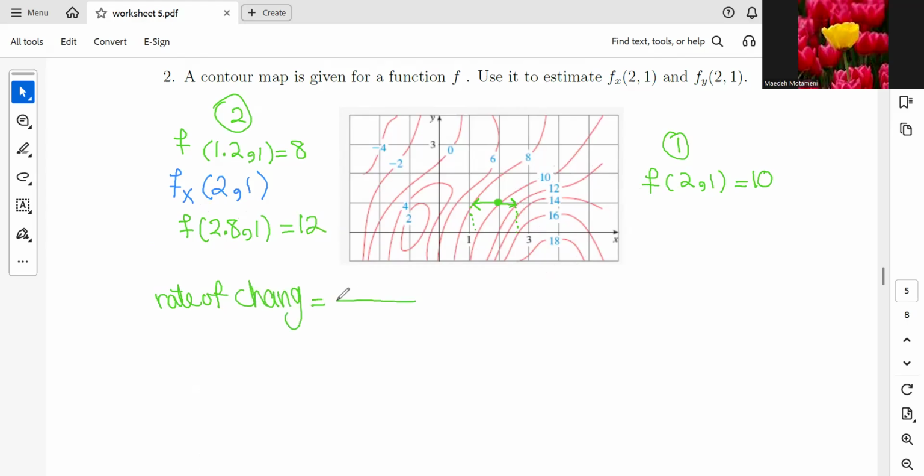it will be the change of y values here, which is the second one minus the first one, 8 minus 10, over the part that changes here, which is x. So the second one is 1.2 minus the first one, which is 2. It will be negative 2 over negative 0.8, and this one is 2.5.